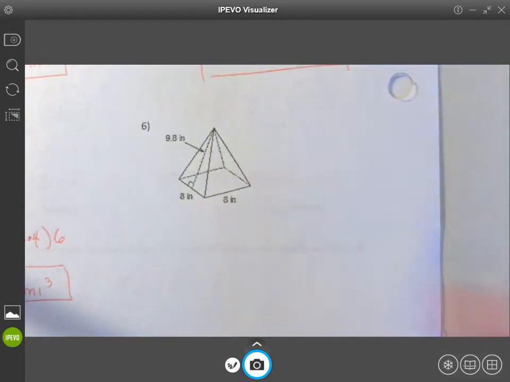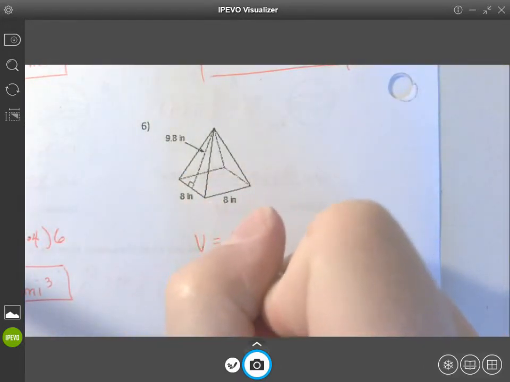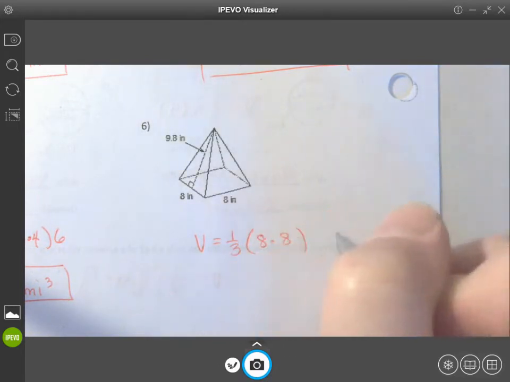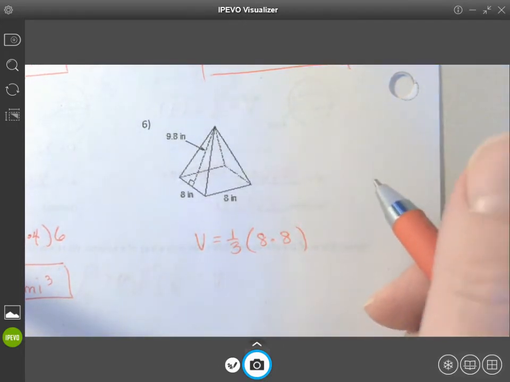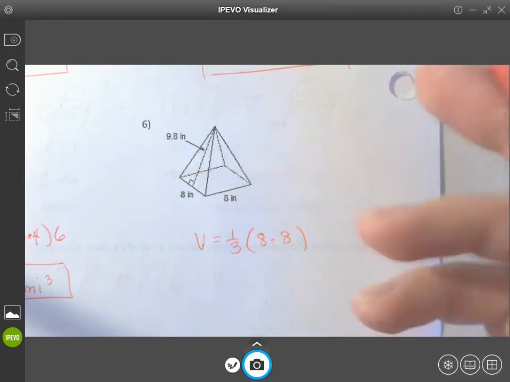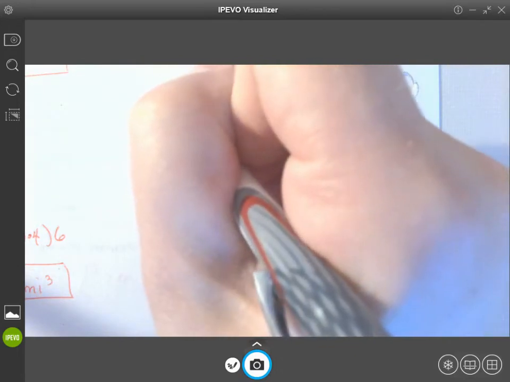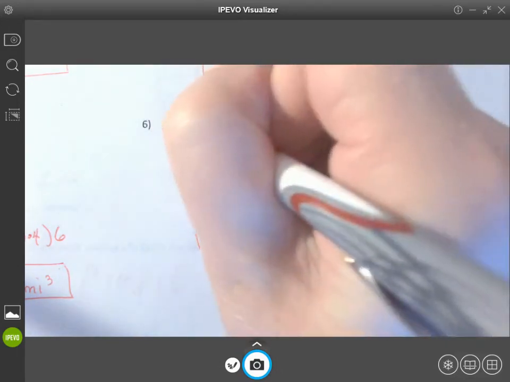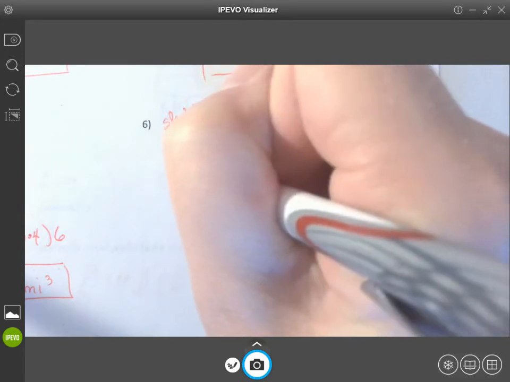Square pyramid. Okay, so volume equals 1/3 the area of the base, which is 64 from the 8 times 8. And here's my problem. A lot of us are going to put 9.8 as the height. What is that? That's the slant height. So make a note of that. Slant height. What do I want? I want the altitude that's going to drop in the middle.